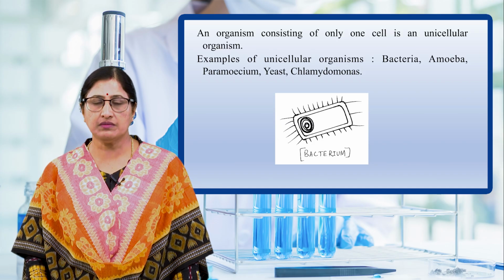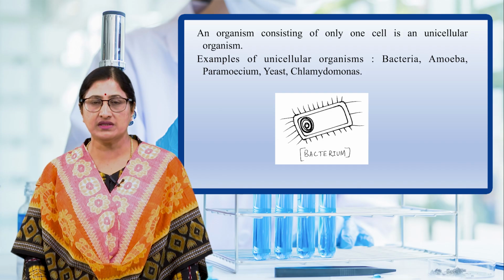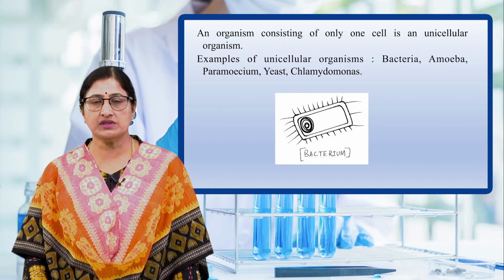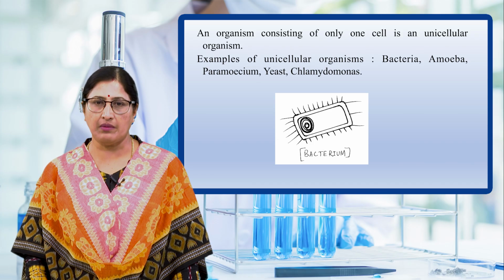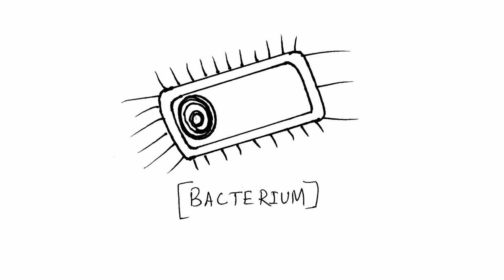An organism consisting of only one cell is an unicellular organism. Examples of unicellular organisms are bacteria, amoeba, paramecium, yeast, chlamydomonas, etc. Children, you can see the diagram of bacterium given in this slide, which is an example of an unicellular organism.